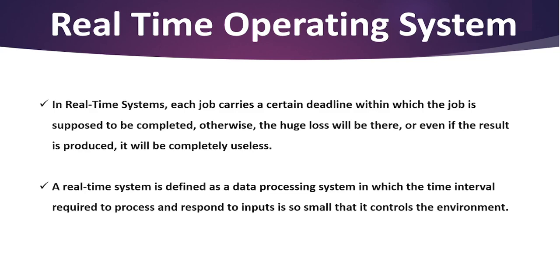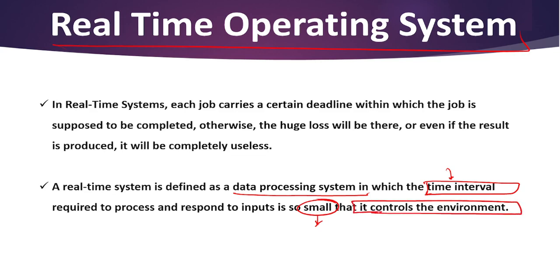Next type we have is real-time operating system. Here it is defined as a data processing system in which we use time intervals. So whenever you see a word like time interval, that means we are talking about real-time operating systems. Here we can use only a small interval of time. It is so small that it can control the environment of the operating system.